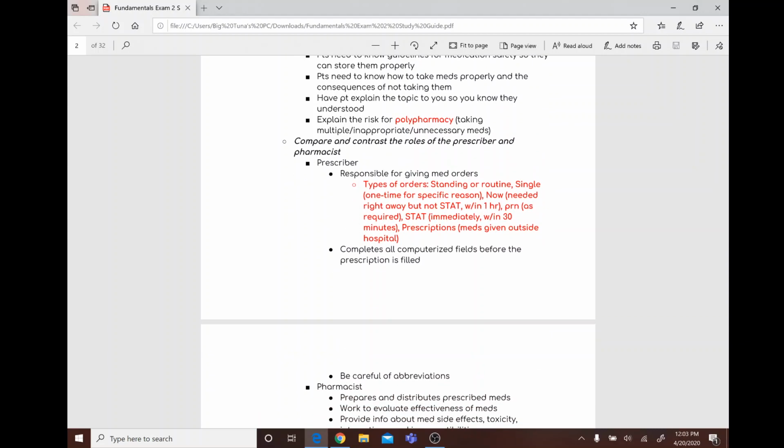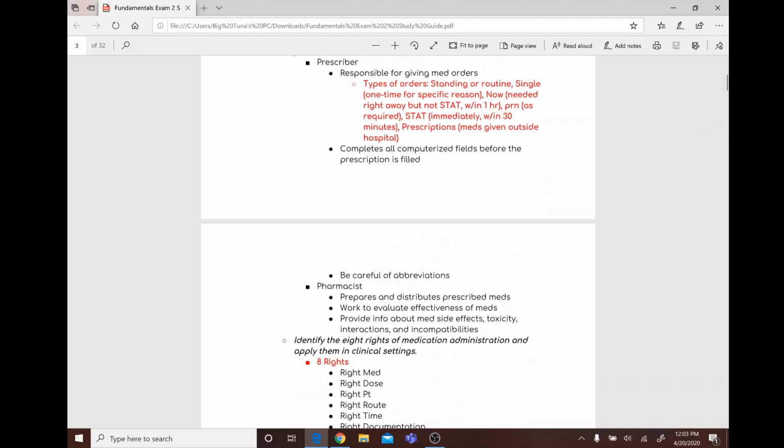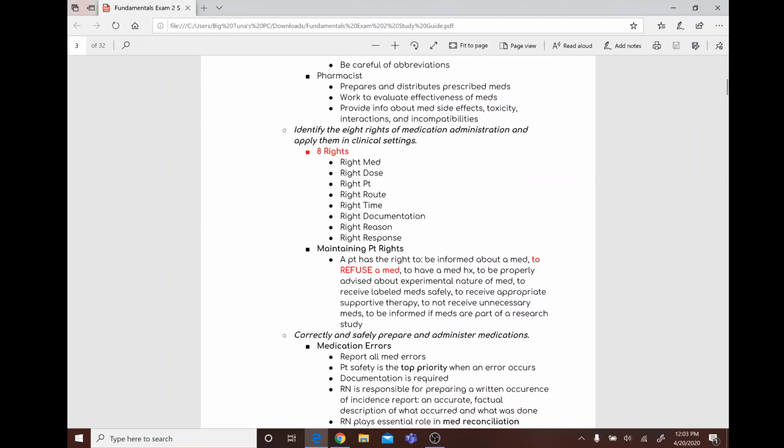Alright, what does now mean? Right away, but within an hour. What does stat mean? Within 30 minutes. What are the 8 rights of med admin? Right med, right dose, right patient, right route, right time, right documentation, right reason, right response.